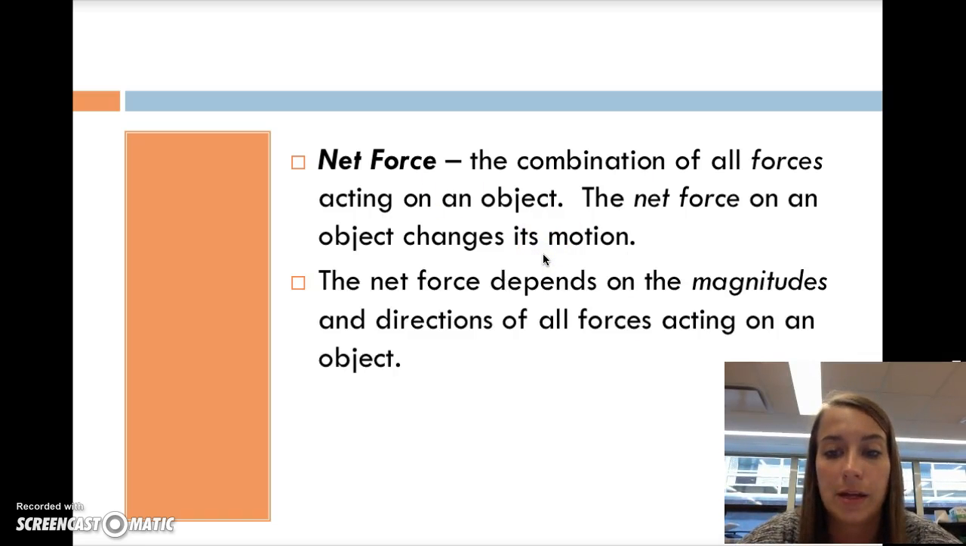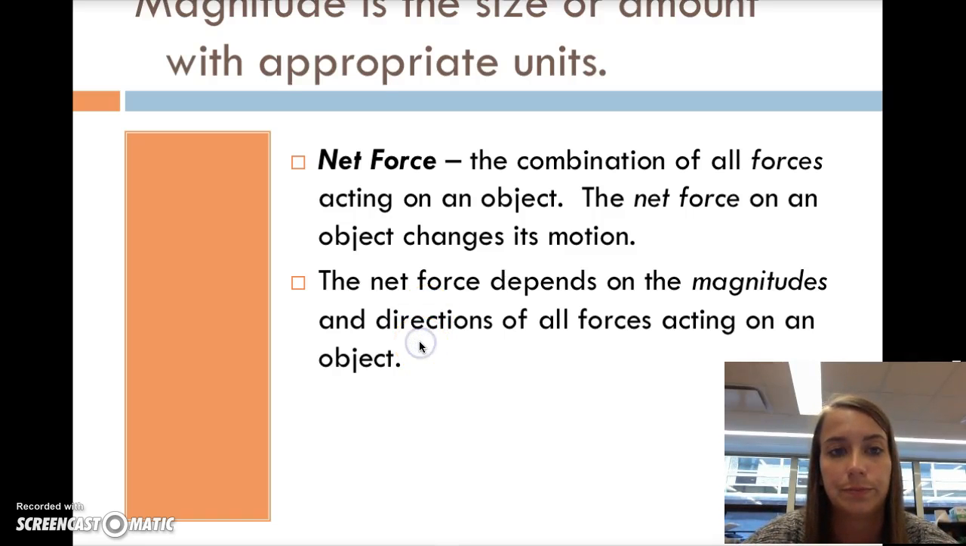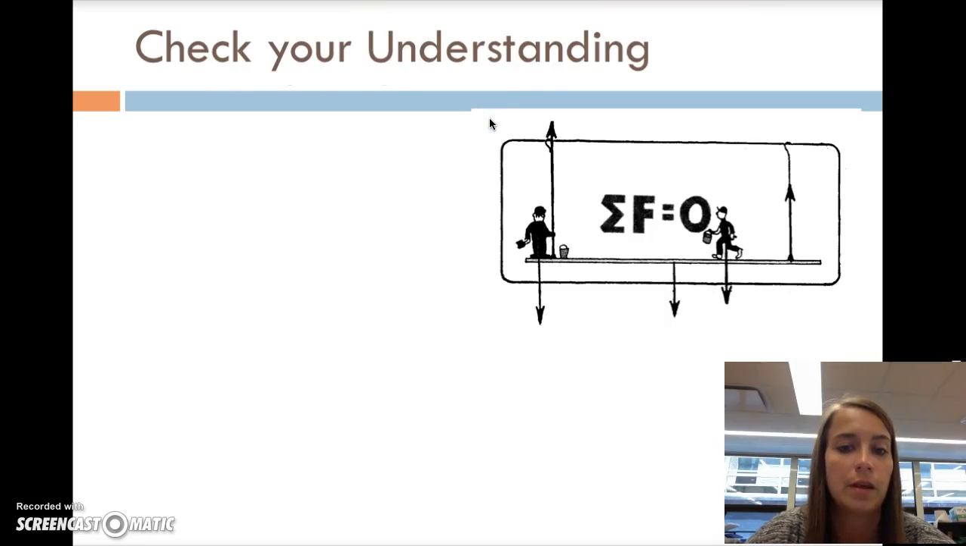The net force depends on the magnitudes and directions, so remember the vector language then, magnitudes and directions, of all forces acting on an object. Okay, magnitude is the size or amount with appropriate units. We're good at magnitude. All right, so let's check our understanding.